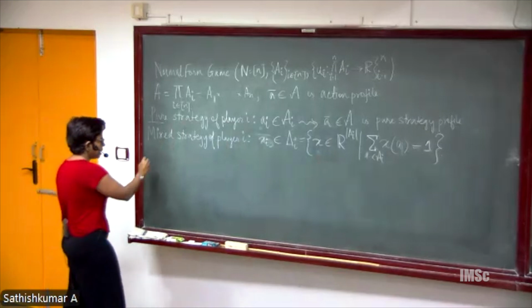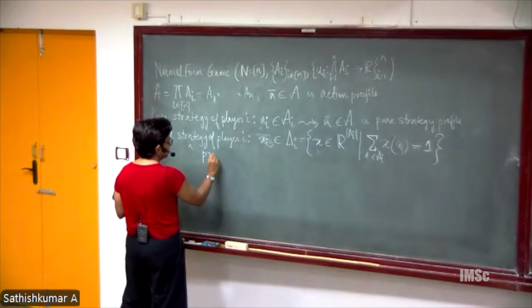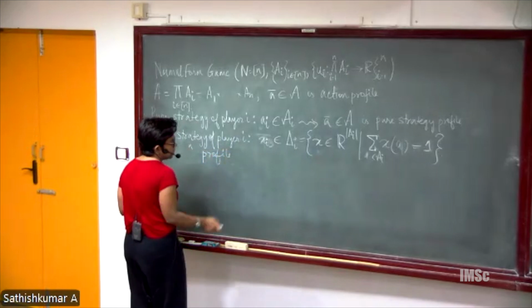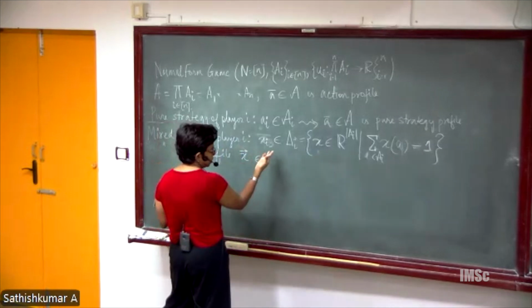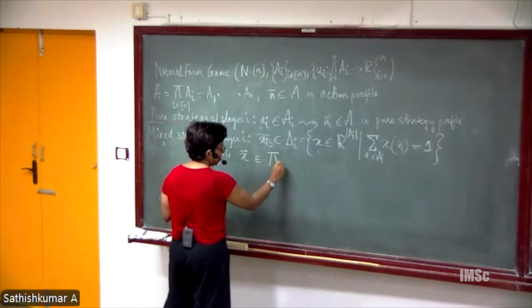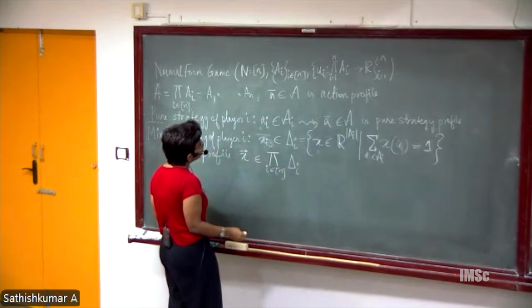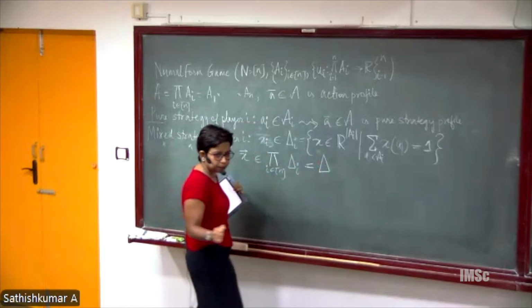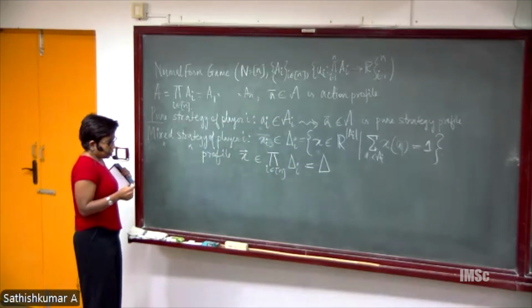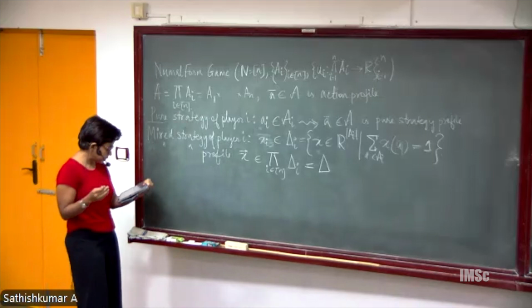Now, a mixed strategy profile is such a vector of distributions delta i. This also we will use a short form; we call this delta. Any questions so far? Okay, these were all just definitions.